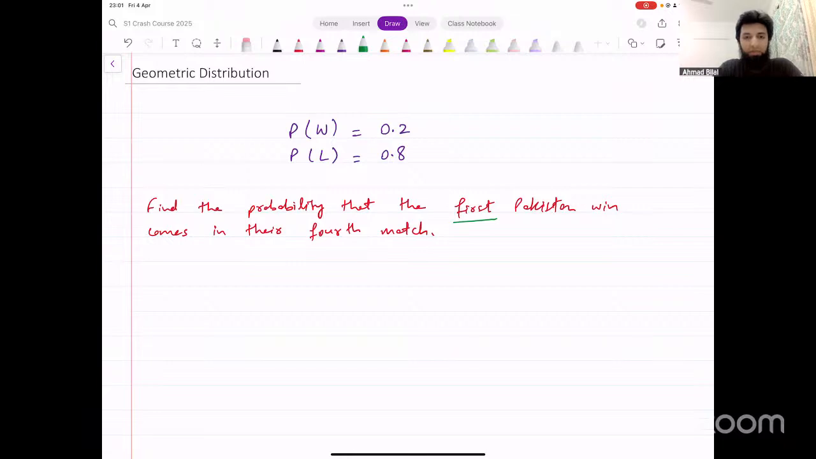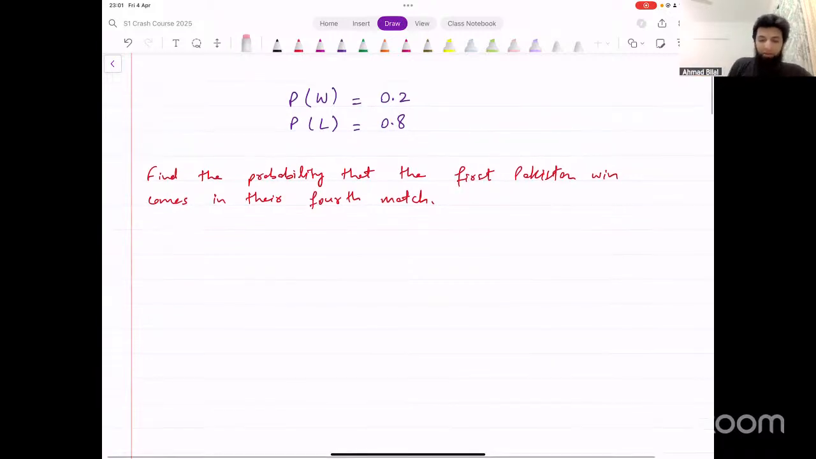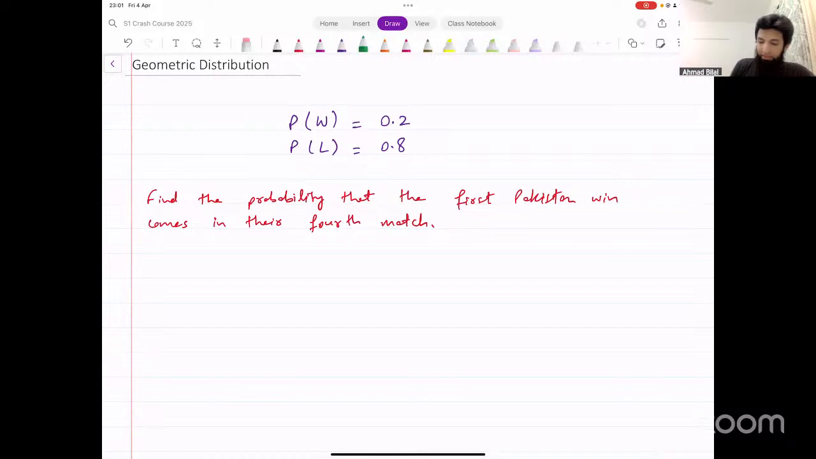Now, what does that mean? If the fourth match is the first one that they win, what about the first 3 matches? It means that they lose those matches, first, second, and third match, right? What would be this probability then? How do you calculate that? You say, if the fourth match is the first one that they win, they lose the first match, they lose the second match, and then they lose the third match, and then they finally win the fourth match. What would be the probability for that?